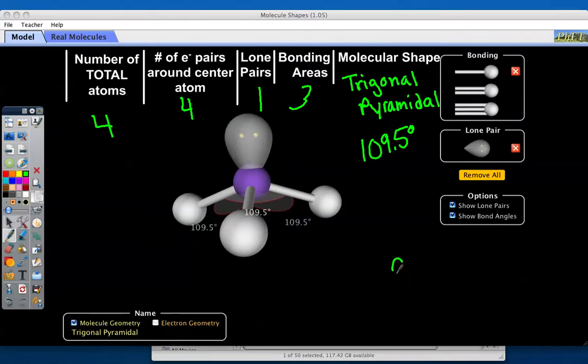And to draw this, I would draw my center atom, circle, circle, angles away. This one I'm going to draw a little bit shorter to show it's going in another direction, and then I'm going to put my lone pair on top.